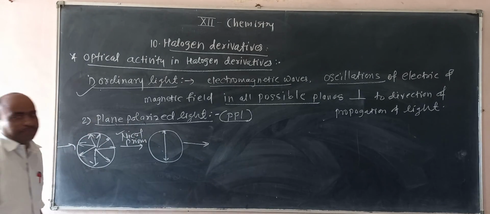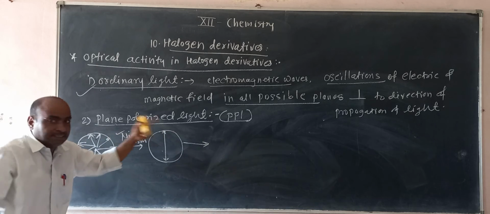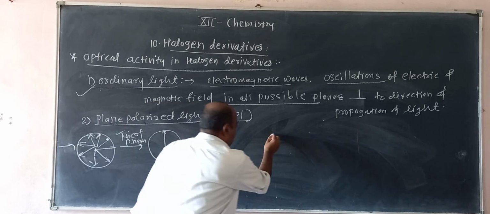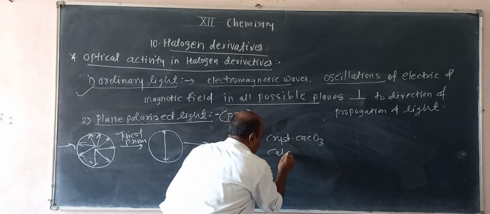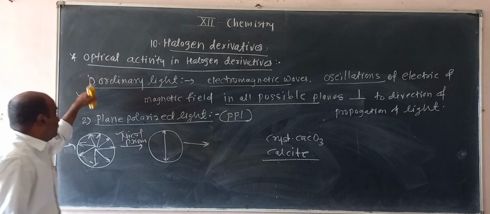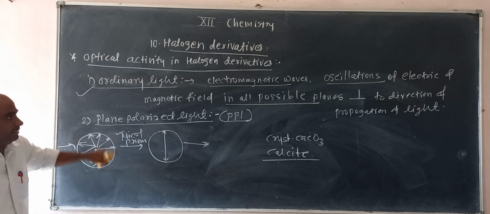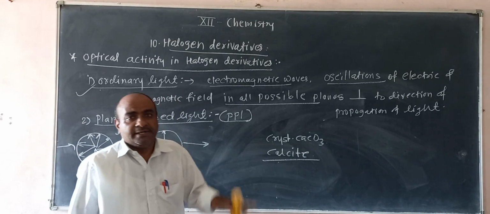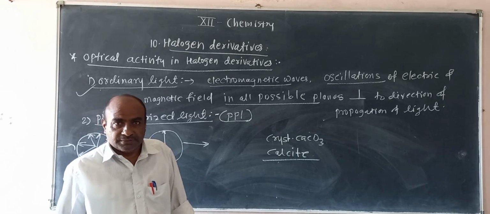Now note down this Nicol prism. The Nicol prism is the polarizer used here to pass the light, and it is made up of crystalline calcium carbonate, called calcite ore. Okay, so we have seen what ordinary light is and what plane polarized light is. In the next lecture we will discuss the actual phenomenon of optical activity, what dextrorotation and levorotation are, and what racemic mixtures are. Okay, we stop here.